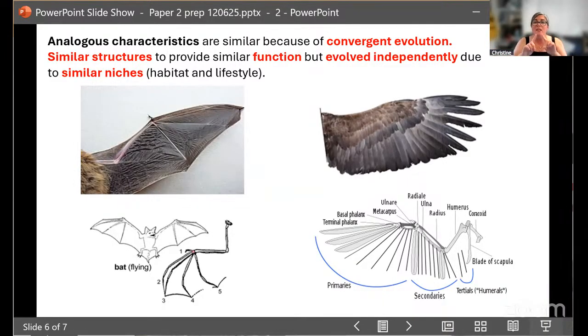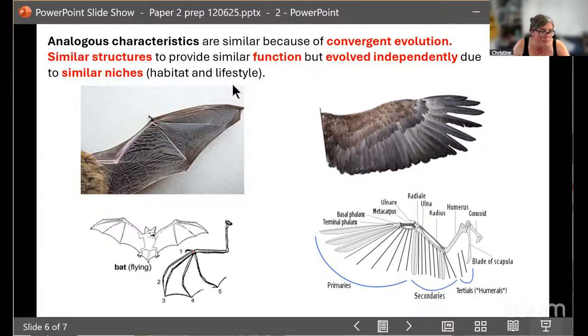But if we were looking at the pentadactyl limb, those were homologous structures. So it's important you're looking at whether you're talking about analogous characteristic, whether you're talking about a homologous structure as to what you want to talk about when you move forward in that classification. So these are convergent because of similar niches, similar habitats, and similar lifestyles.